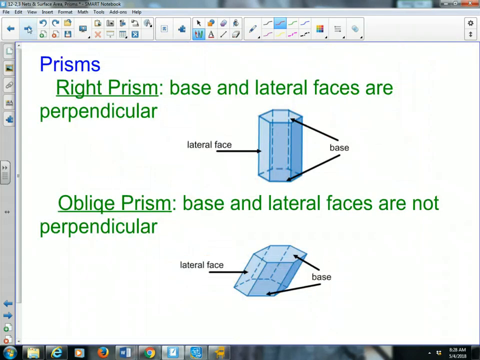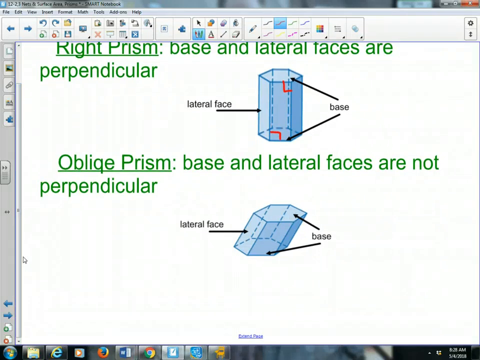Okay, last terms of the day. For prisms, we oftentimes see right prisms. That's where the base and the lateral faces are perpendicular. So you see this angle right here would be 90 degrees because the lateral faces and the bases are perpendicular. In an oblique prism, we don't see that quite as often, but they do happen. In oblique prisms, the bases and the lateral faces are not perpendicular. So this angle right here is not 90 degrees. So these ones are kind of leaning a little bit. So we'll find the surface area of those as well.